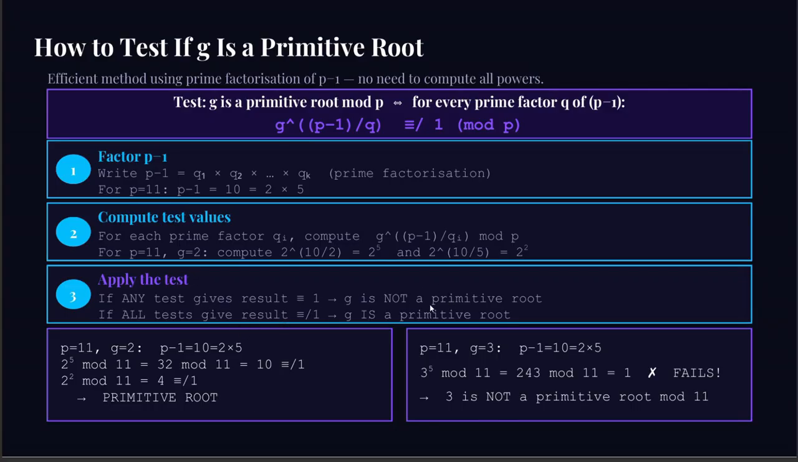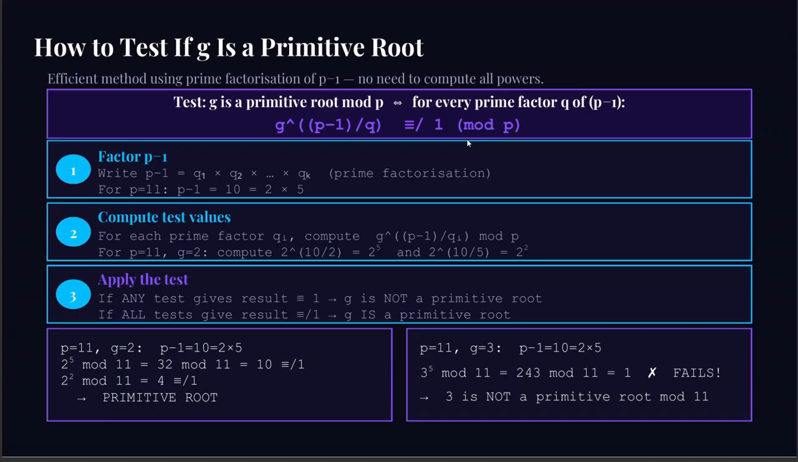For a failure, for example, g equal to 3: 3 raised to 5 is congruent to 1 modulo 11. So the test fails. Hence, 3 is not a primitive root. This method is used in practical cryptographic software because it is much faster than checking all powers. So the condition is what? We have to find the factors q of p minus 1, and g raised to (p minus 1) by q is not congruent to 1 modulo p.